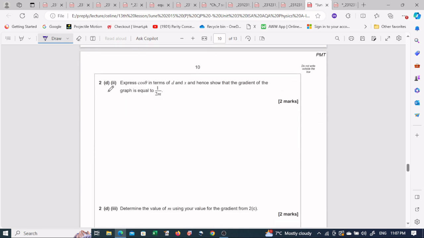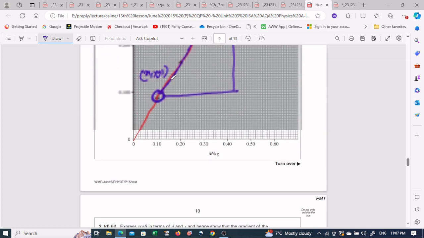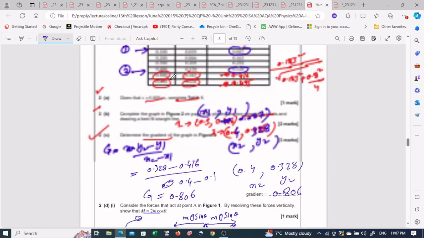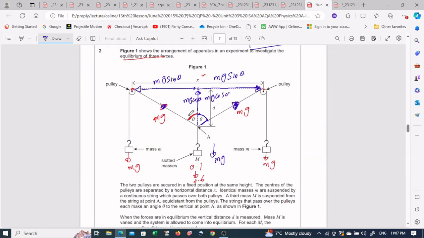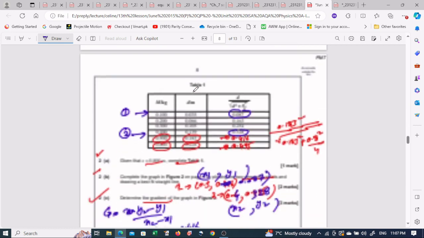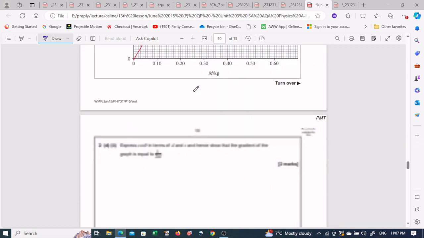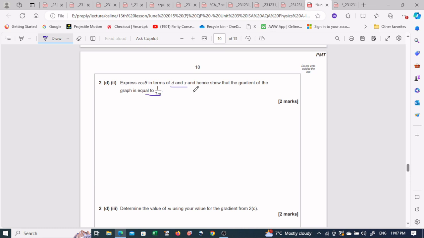Now part 2d. Express cosine theta in terms of d and x. We have to express cosine theta in terms of d and x, and show that the gradient is equal to 1 over 2m. So from that we have to move again to the graph. We need to find the cosine theta. I redraw the diagram so that we can find the cosine theta.